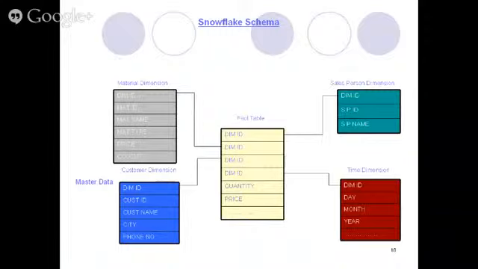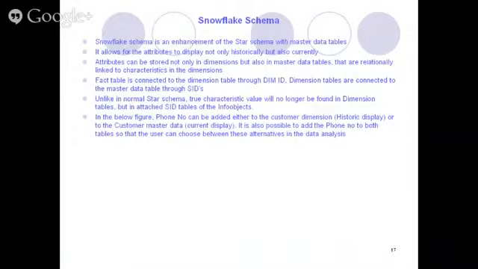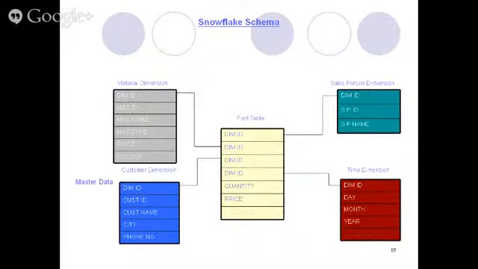What is the difference between star schema and snowflake schema? Star schema supports historicity, whereas snowflake schema supports both current display and historicity. So in star schema, you will see the historical display of the attributes, but in snowflake schema, you will be able to see the current display of the attributes as well as the historical display of the attributes. So how is it possible?